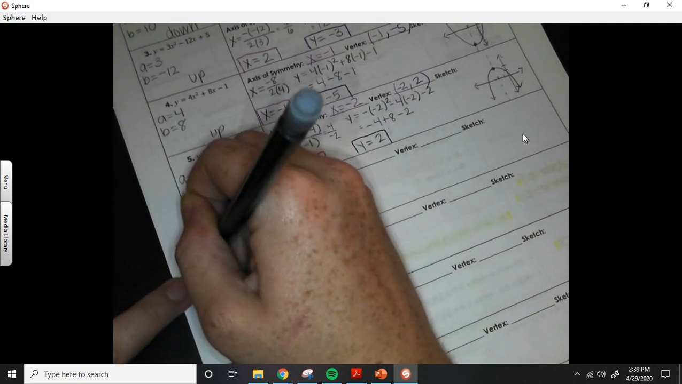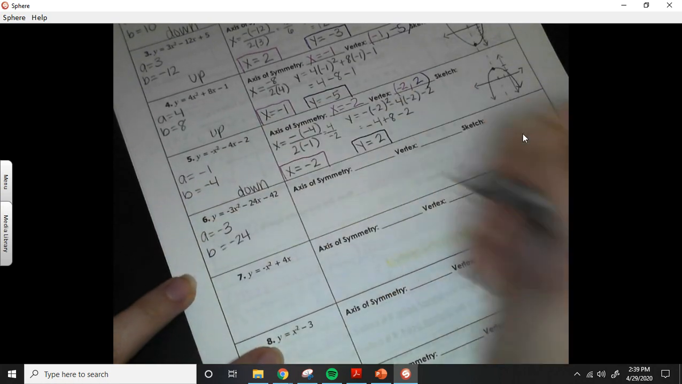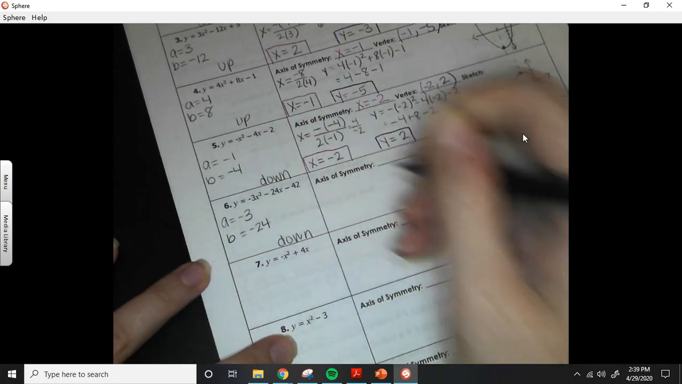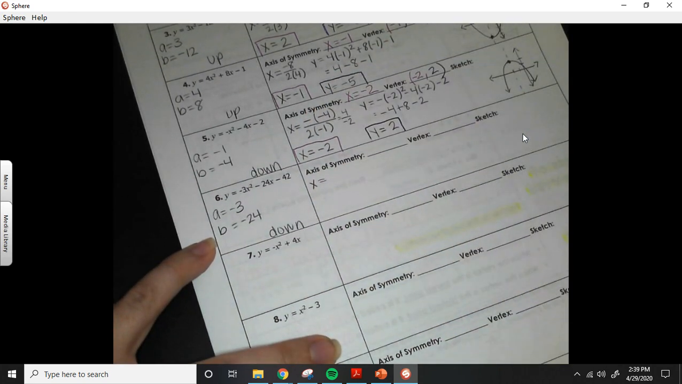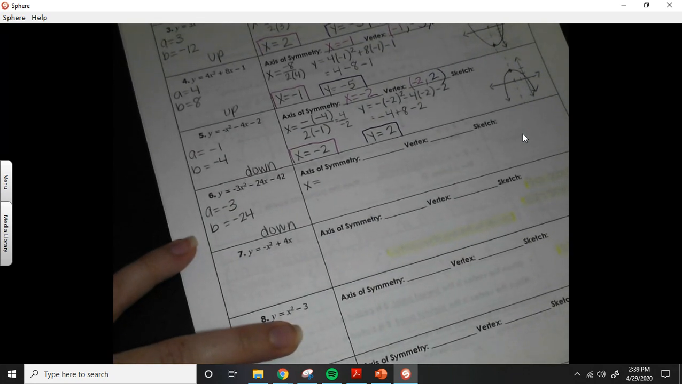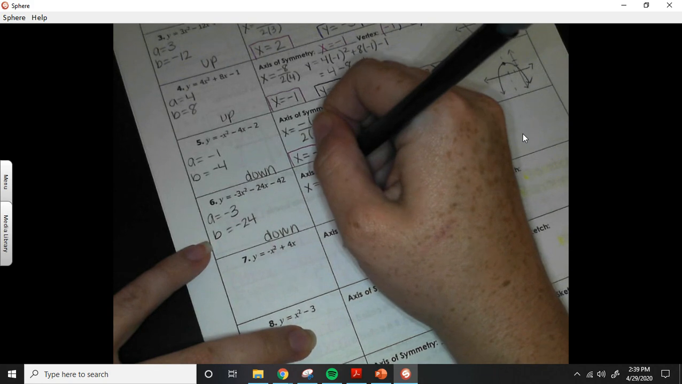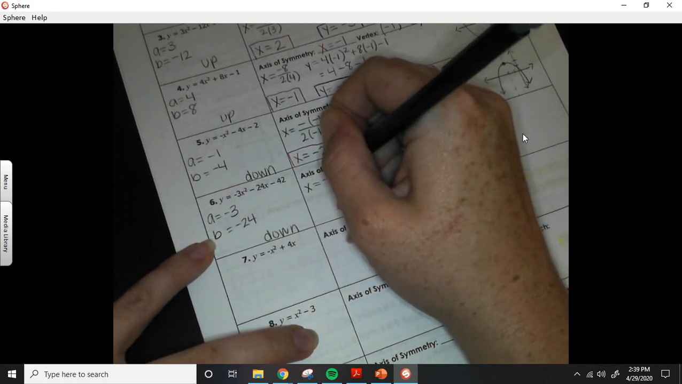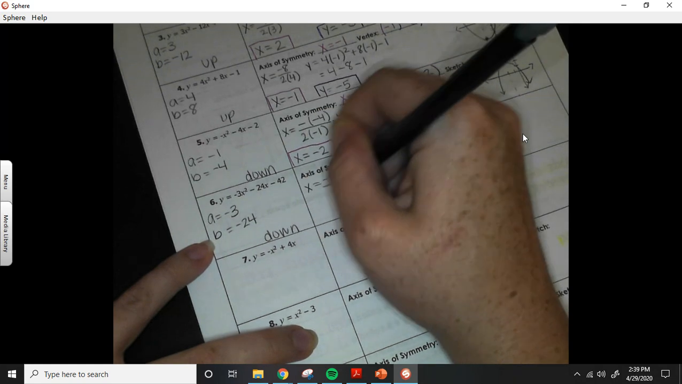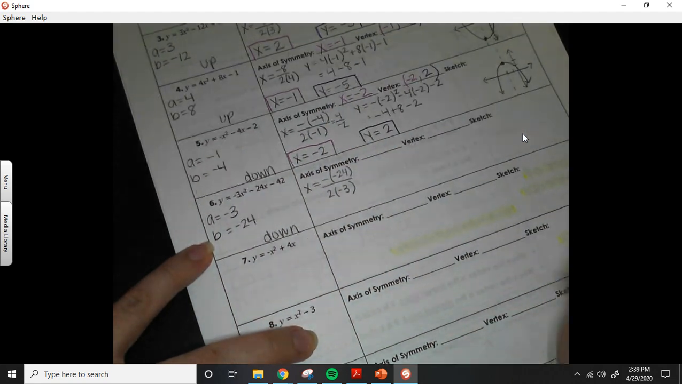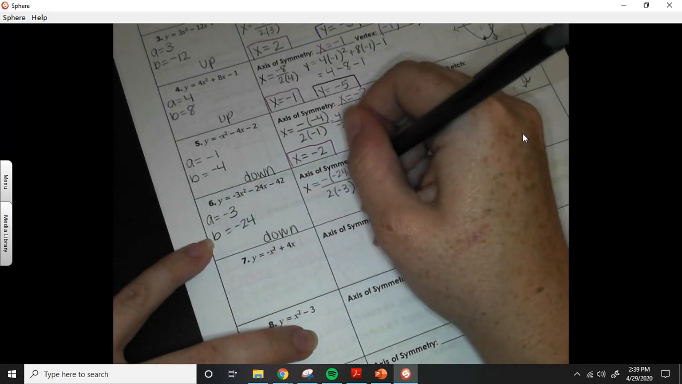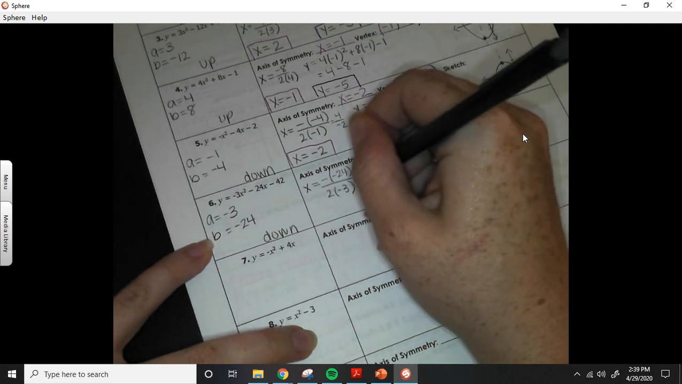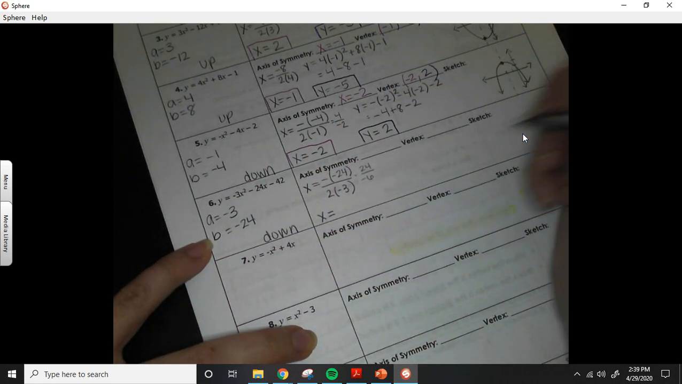Okay. Number 6, A is negative 3, B is negative 24. It is opening down because A, again, is negative. Okay, axis of symmetry, x equals negative B, so negative 24 over 2 times negative 3. So negative negative becomes a positive. So positive 24 over negative 6, which means x is equal to negative 4.